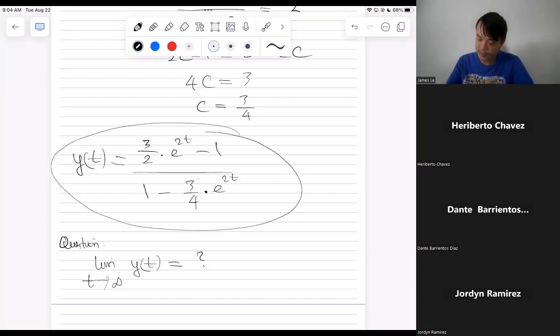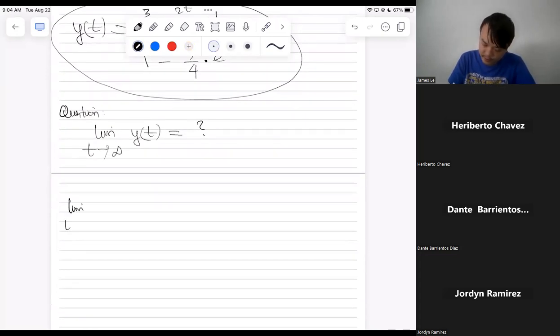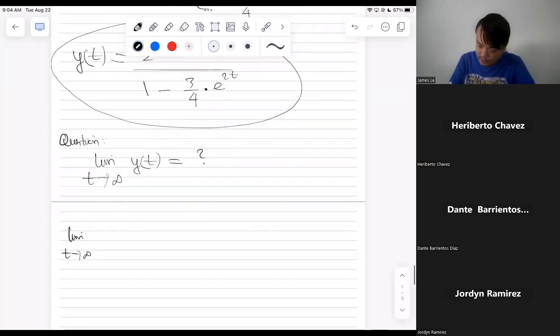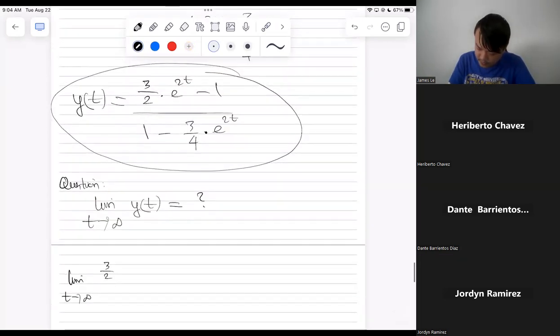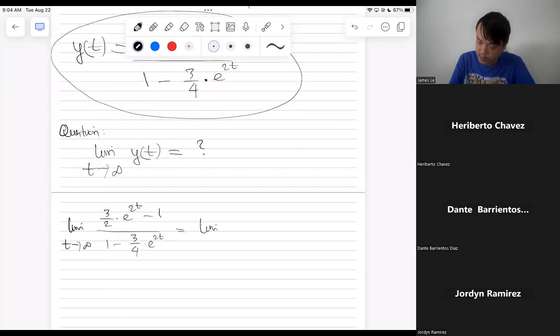Okay, let me show you. y of t is 3 halves times e to the t minus 1, over 1 minus 3 over 4 e to the t. The thing is, we don't know that one, right? How about I divide the top and the bottom by e to the t? I divide everything by e to the t.